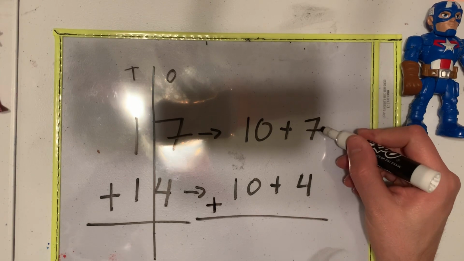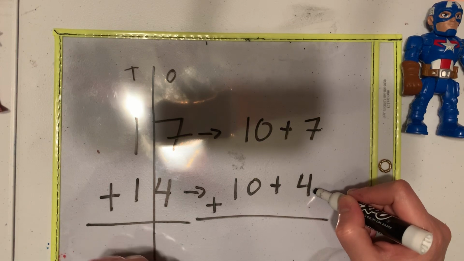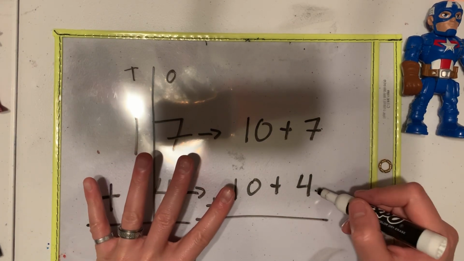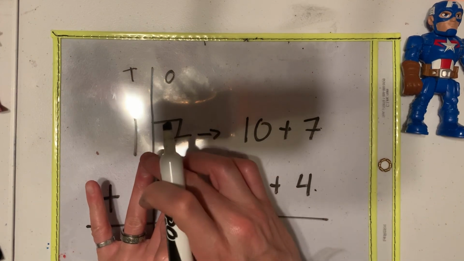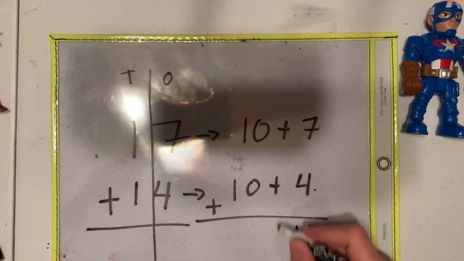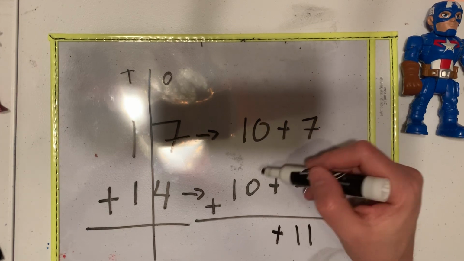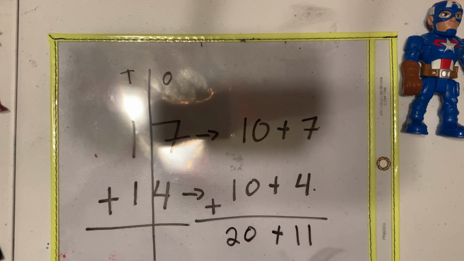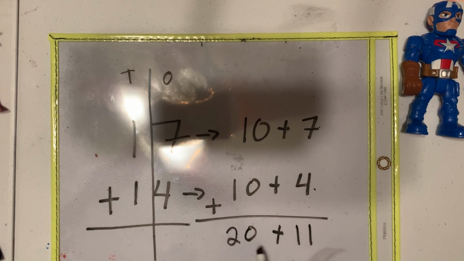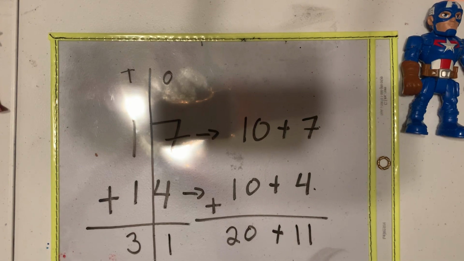So now we have 7 plus 4. Think about it. You have 7, put 7 on your mind, and add 4. We have 7, 8, 9, 10, 11. So 7 plus 4 equals 11. Then we need to add 10 plus 10. That's simple. 10 plus 10 equals 20. Now it's easier. What is 20 plus 11? When you add 20 plus 11, we get 31.